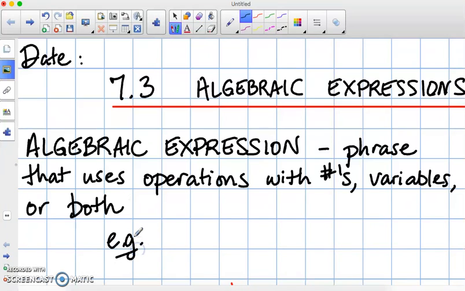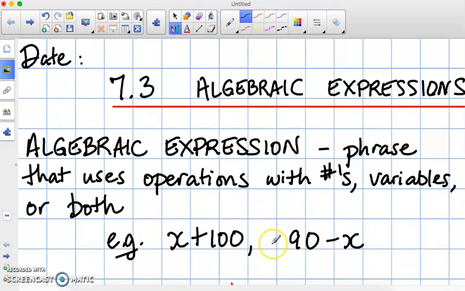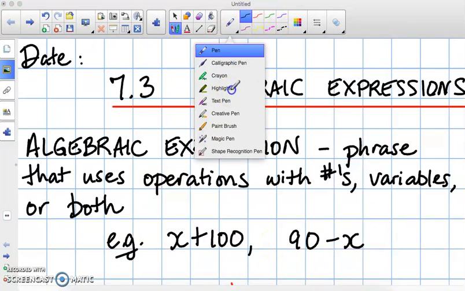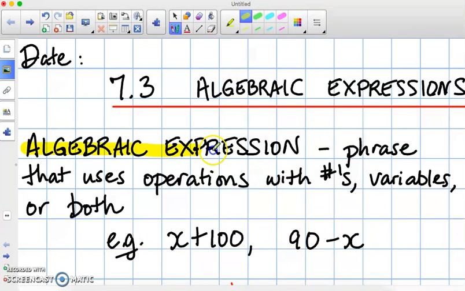Two examples of an algebraic expression could be, for example, x plus 100, or you could have 90 minus x. Those would be two examples of algebraic expressions. Note that there's no equal sign. All you simply have is variables in each. You have an operation and you have numbers. So these two can be defined as algebraic expressions. I'm going to take my highlighter and highlight the definition here, and you can do the same on your page.